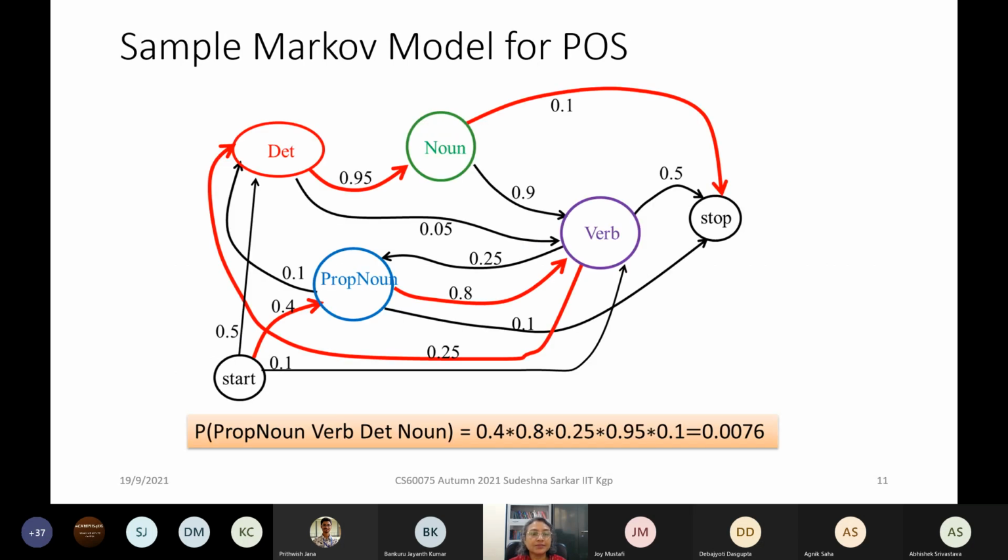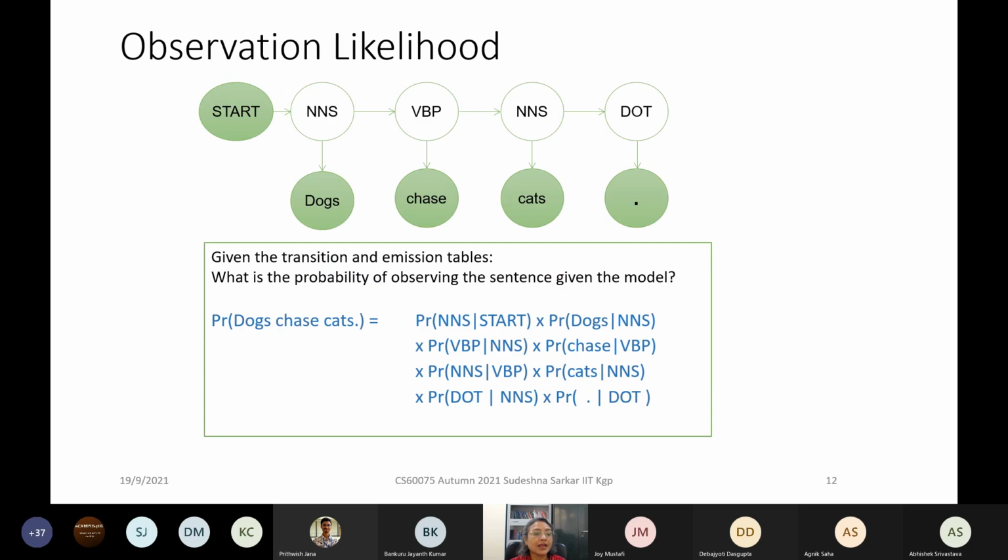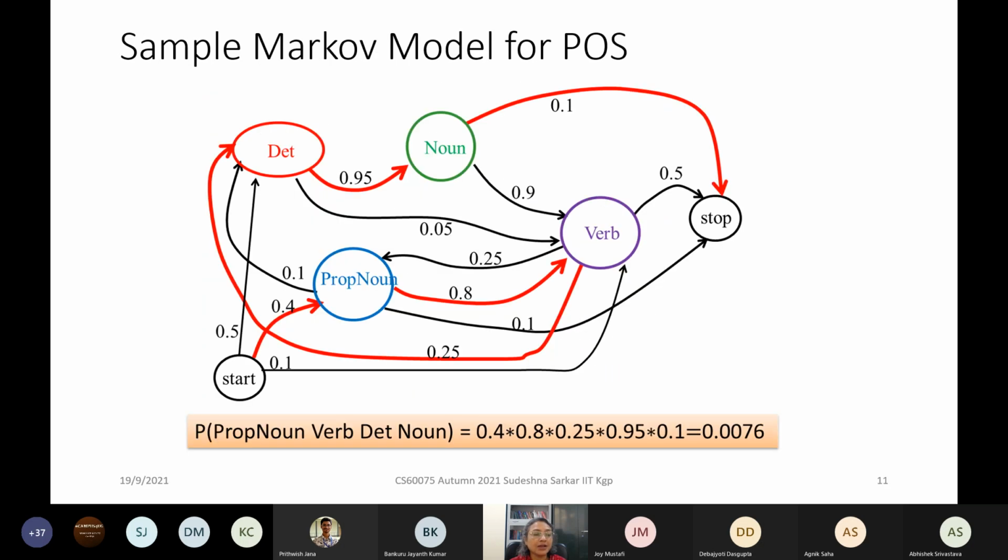So suppose, but first let us talk a little bit about the first problem. Now suppose this is a stochastic automata corresponding to the part of speech tags, and we want to find out the probability of this sequence, say proper noun, verb, determiner, noun, right? And how can we find out?